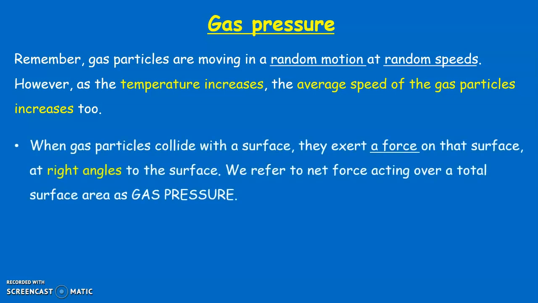Well, when gas particles collide with a surface, for example, if you think about gas in a container, the gas particles are constantly colliding with the surface of the container. And every time they collide with the surface, they exert a force on that surface. The force is at right angles to the surface. The net force acting over the total surface area is what we call gas pressure. In your books, can you please get that bullet point down and anything else that you feel you need to?